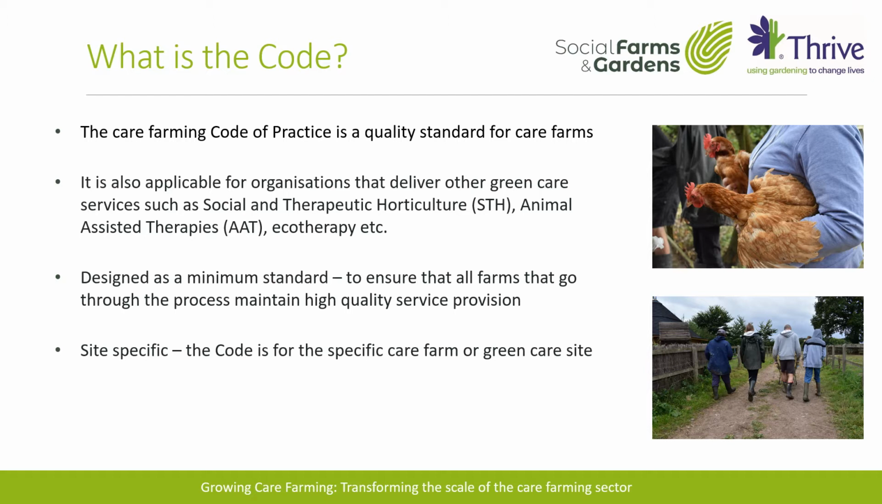The code is essentially a set of minimum standards which Social Farms and Gardens are encouraging all care farmers to adopt. It's site-specific and refers to an individual care farm site. If a care farm has several outreach sites, then a separate application should be made for each one.